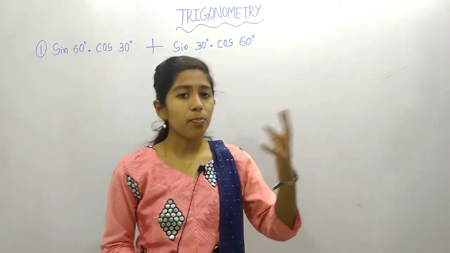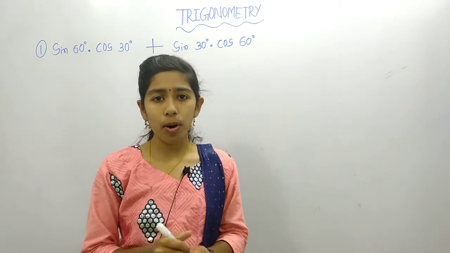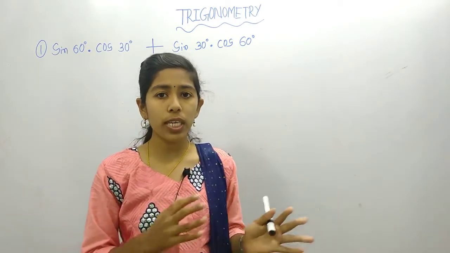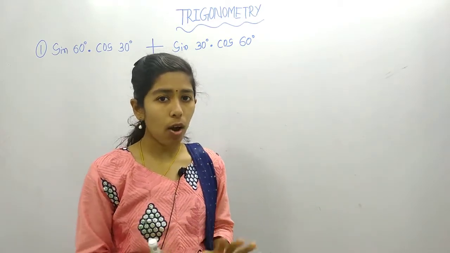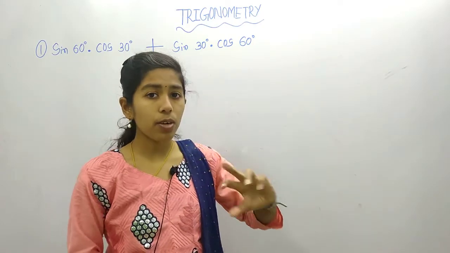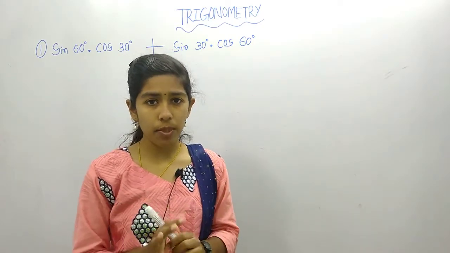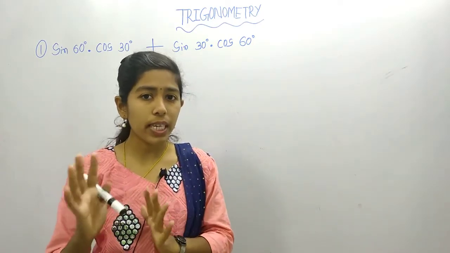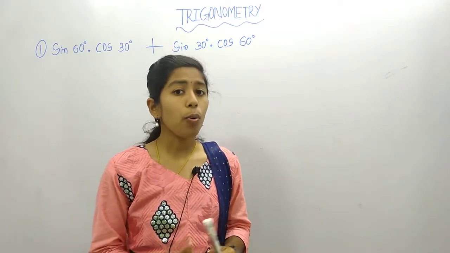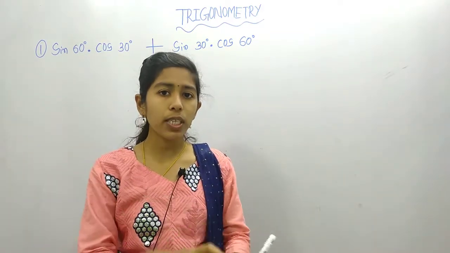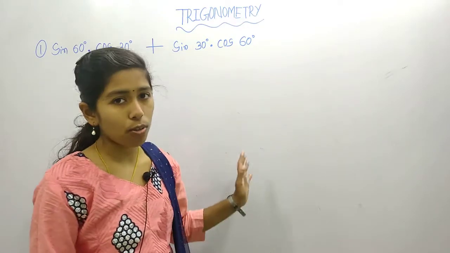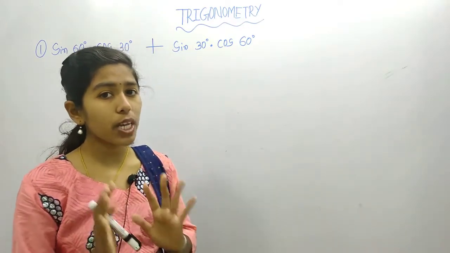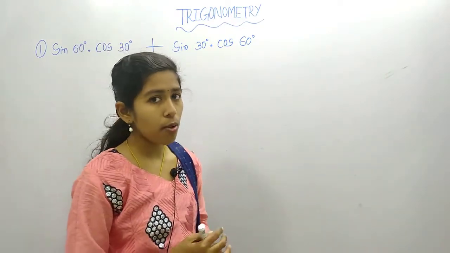So in the previous class we learnt about some questions based upon the reciprocals. After that we learnt one trigonometry table. We learnt the values of 6 angles, right? So based upon the trigonometry values, now we will learn how to solve the questions based upon the values.